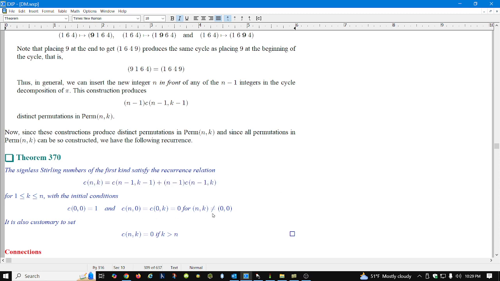These are the initial conditions, and this is just by custom. So we have our Stirling numbers of the first kind. We have the signless version, which actually does the counting of the things we might be interested in. And we have an explicit formula, and we have a recurrence relation. And the explicit formula is pretty bad.